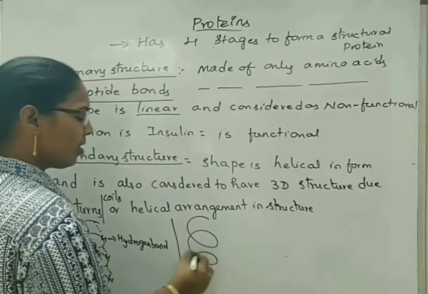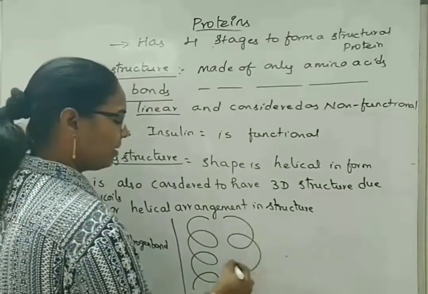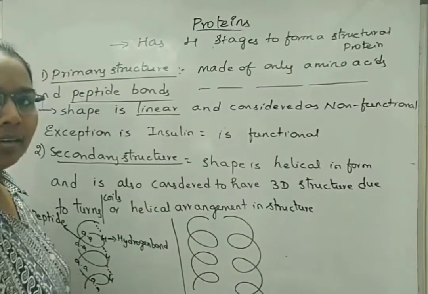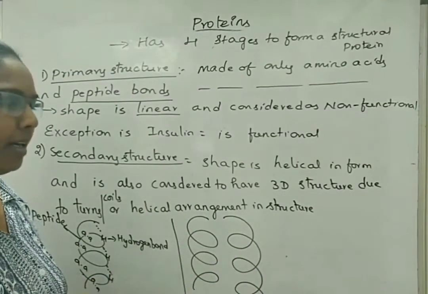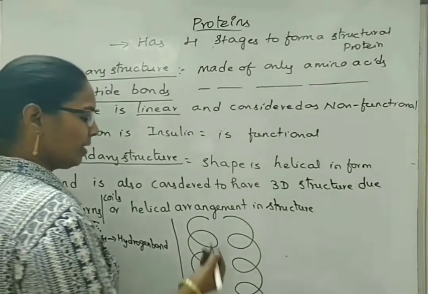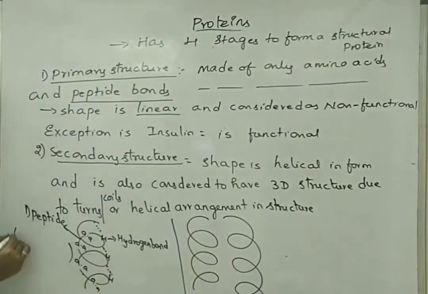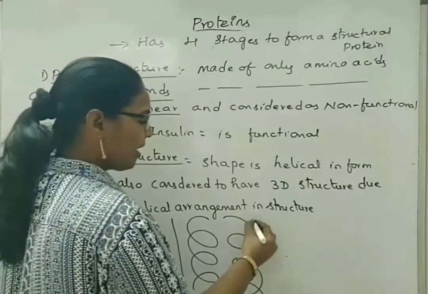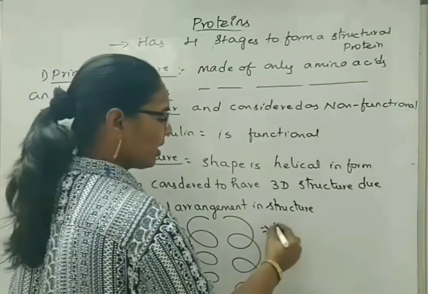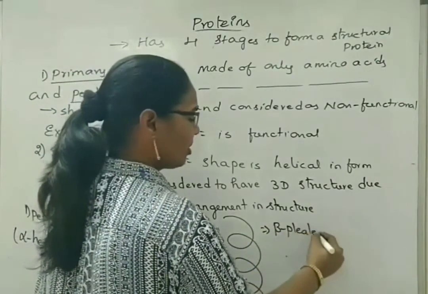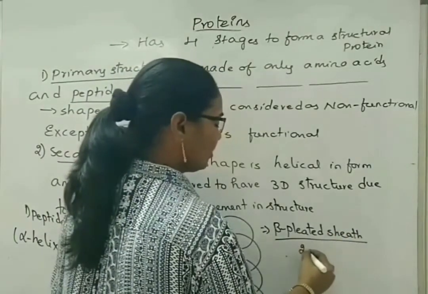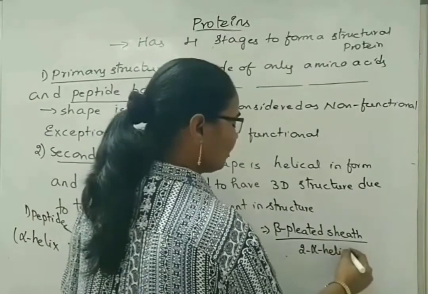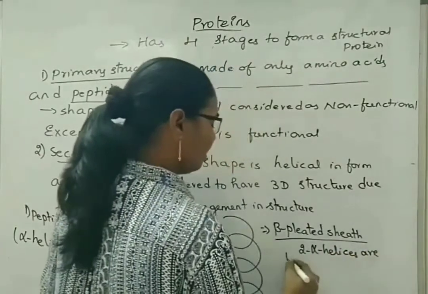Now, this secondary structure also exists in beta-pleated form. Meaning two alpha helical structured proteins are bound to each other and form the secondary structure of the protein. So we call one the alpha helix form. Now here two alpha helices are involved, so this is called the beta-pleated structure or sheet. Two alpha helices are bonded by hydrogen bonds.